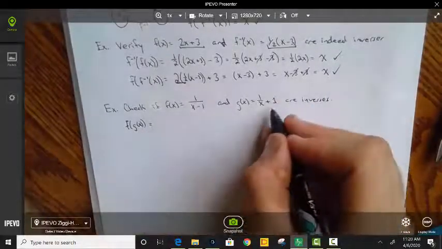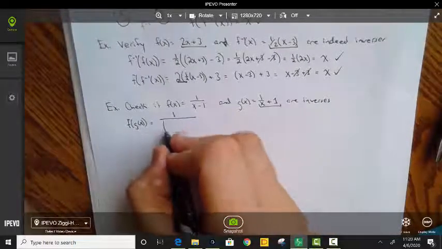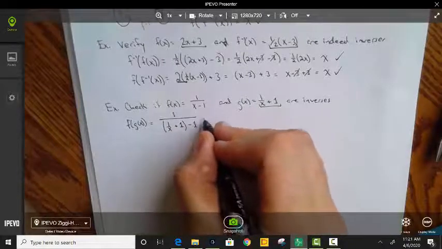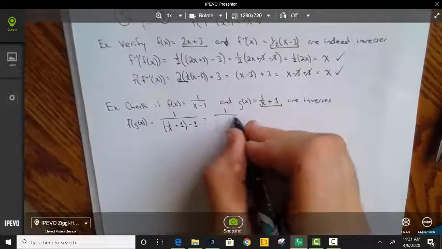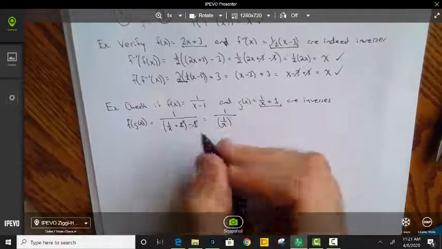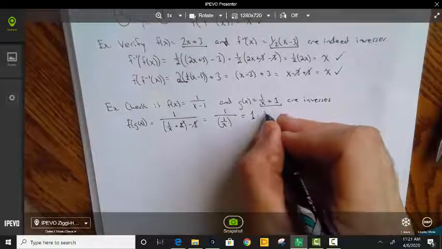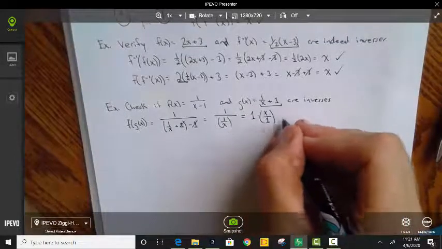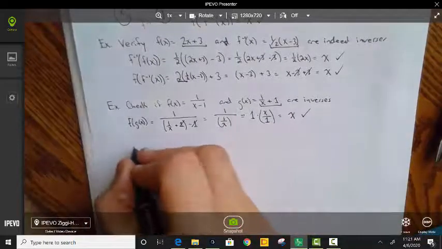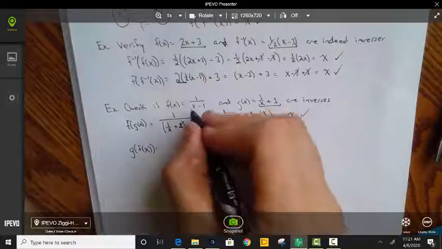So plugging g of x into f of x is going to be 1 over x plus 1 minus 1. And then that gives us 1 over x, because the plus 1 and minus 1 would cancel. And then we can't divide by a fraction, so we're going to do 1 times the reciprocal, which is x over 1, which does give us just x. So that checks.